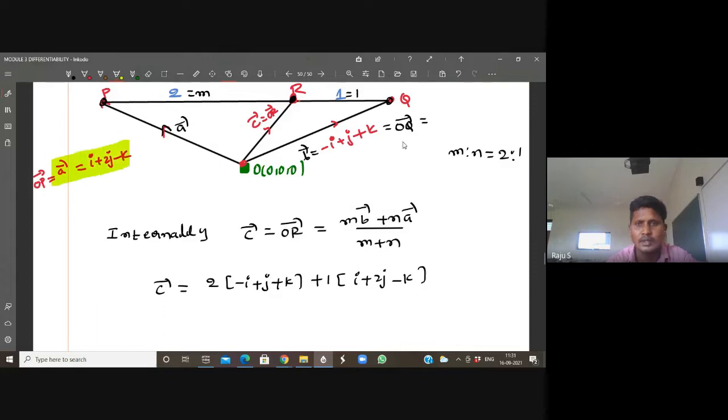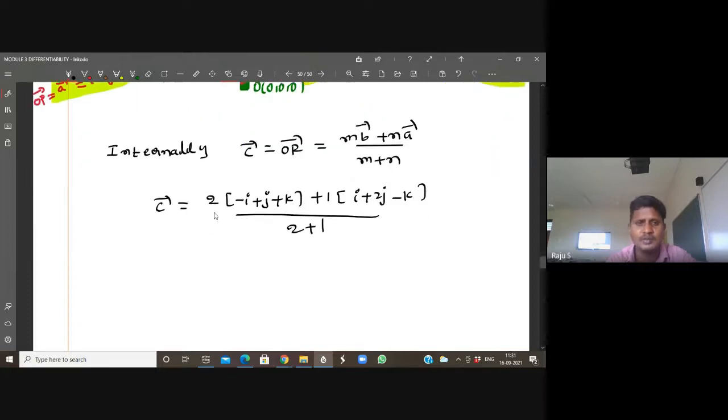This is vector A. This is vector B. With the help of this ratio and these 3 points, by the formula (mB plus nA) by (m plus n), with m is 2 and n is 1, just simplify this: minus 2i plus i, minus j plus 2j plus 2j plus 4j, 2k, 2k minus k by 3. So this is the position vector of R.